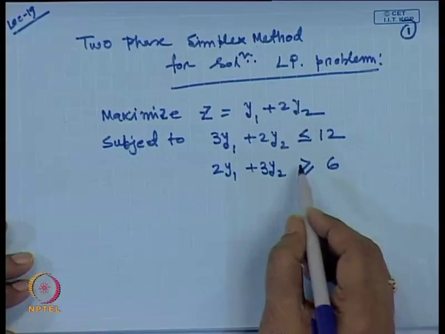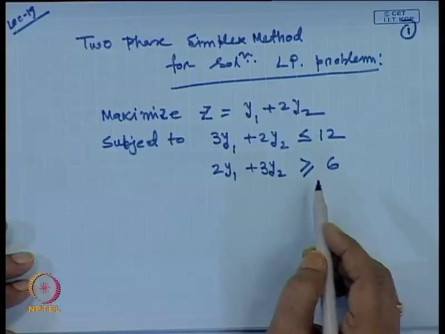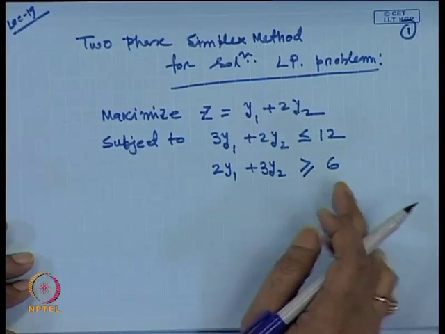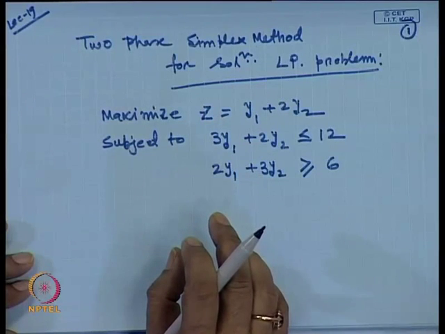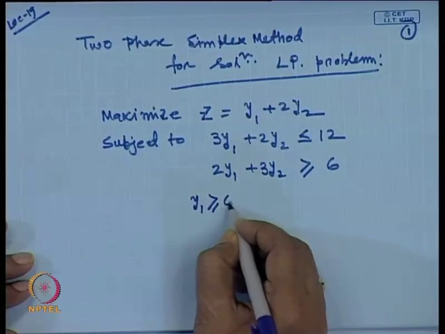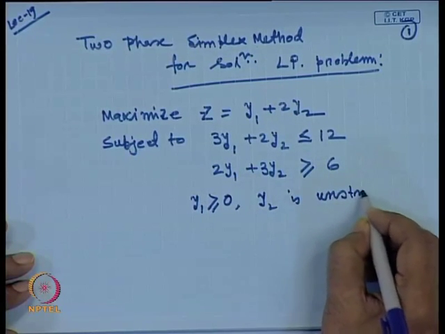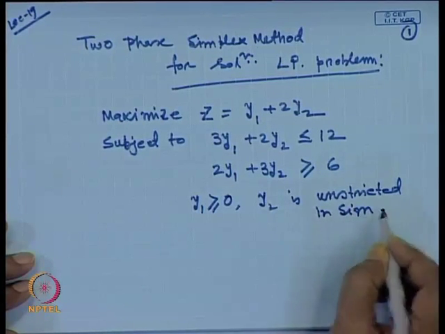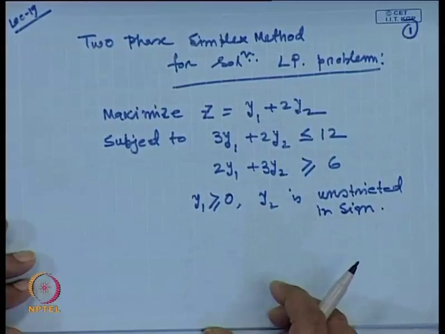Now, you see one inequality is less than or equal to, another inequality is greater than or equal to 6. So, when this type of inequality, greater than or equal to some constant quantity, is there, then we have to solve this problem by the two phase simplex method. It is also mentioned that y1 is greater than or equal to 0 and y2 is unrestricted in sign. That means its value can be negative, positive, anything, 0 also, agree?